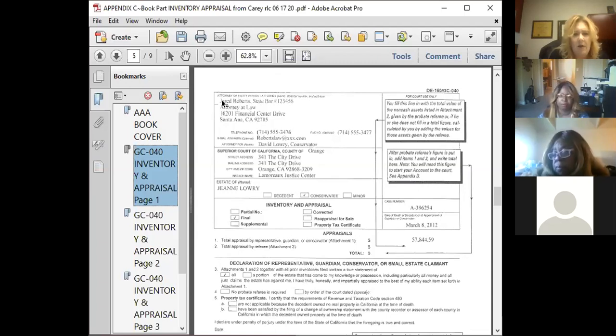What you would do is on the first line item, you would put your name, your address and your city and zip code. You would put your telephone number and, if you had one, a fax number and your email address. In this line item where it says David Lowry, Conservator, you would write the words P-R-O and then space P-E-R, which means pro per, which means you're handling it on your own.